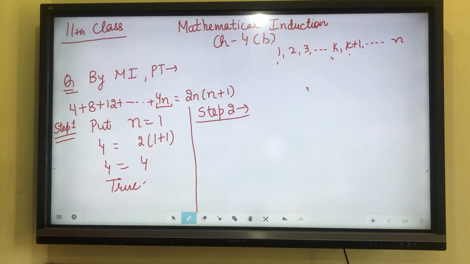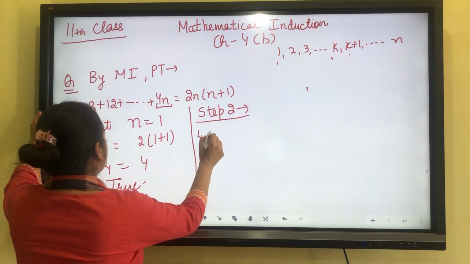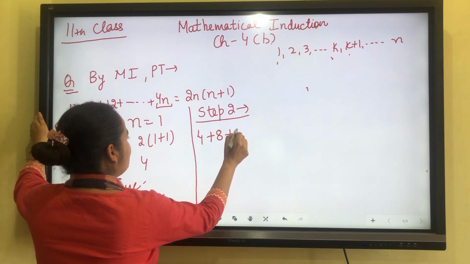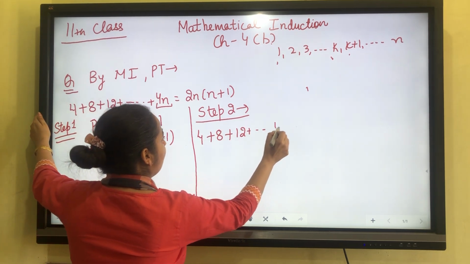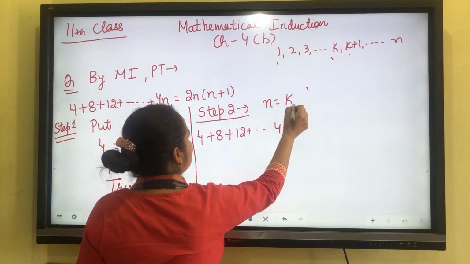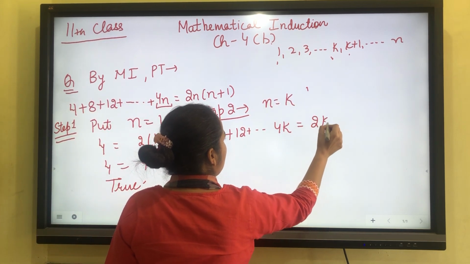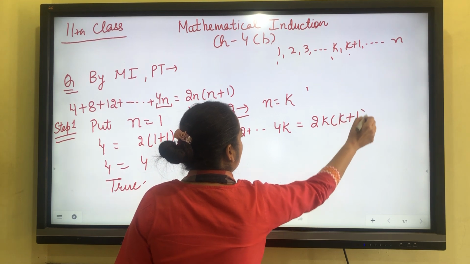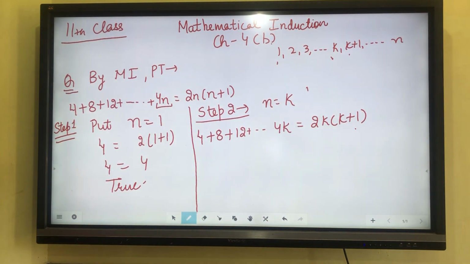How am I proving this? There is no change in the second step. In place of n, I am using only k, that is 4 plus 8 plus 12 plus up to 4k is equal to 2k into k plus 1. In the second step, n is equal to k. This is the second step.